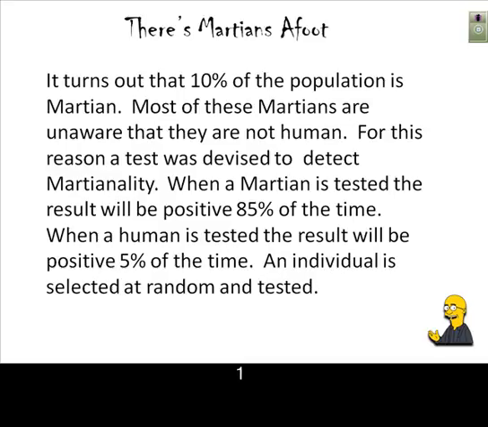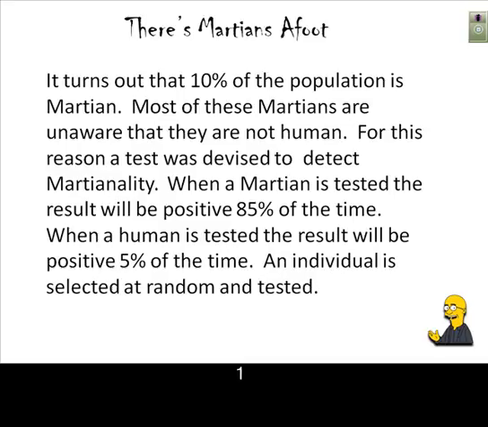There's Martians afoot. It turns out that 10% of the population is Martian. Most of these Martians are unaware that they are not human. For this reason, a test was devised to detect Martianality. Now, here's the key bit of information. We're going to see how we can use this to calculate some probabilities. When a Martian is tested, the result will be positive 85% of the time. So sometimes a Martian gets tested and the test does not detect it.